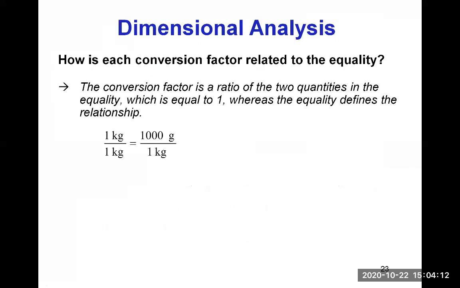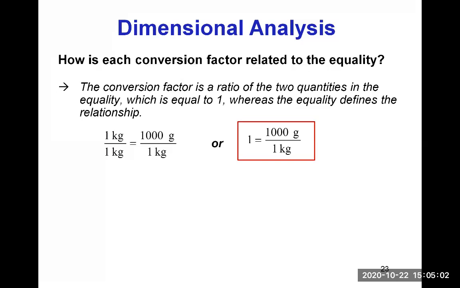So let's use the example of 1 kilogram equals 1,000 grams. You remember this from the previous slide. Let's say we decide to divide both sides of this equality by a kilogram. If you divide both sides of the equality by the same amount, the equality still stands. So we can now write 1 kilogram over 1 kilogram equals 1,000 grams over 1 kilogram. And you can see that 1 kilogram over 1 kilogram is equal to 1. So this can be changed into the fact that 1,000 grams over 1 kilogram is equal to 1.